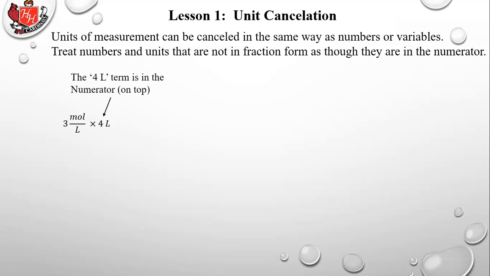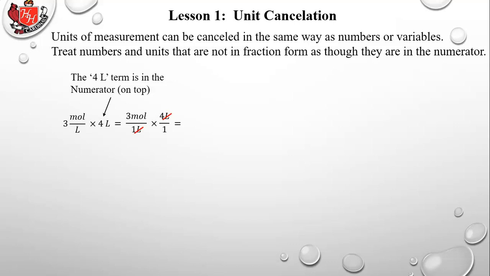So what you can do is, you can just put a 1 underneath it. So 3 moles over 1 liter, because that's what 3 moles per liter means. 3 moles over 1 liter, and again, you'll learn what moles are later, it's just a unit of measure right now, times 4 liters over 1. So what you see is you have a numerator and denominator for both of those now.